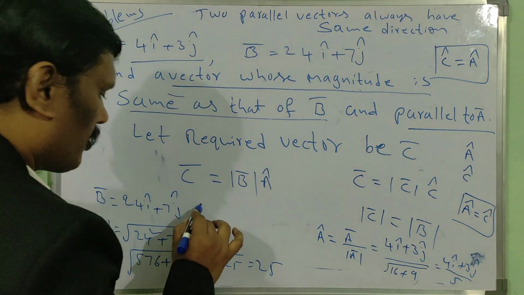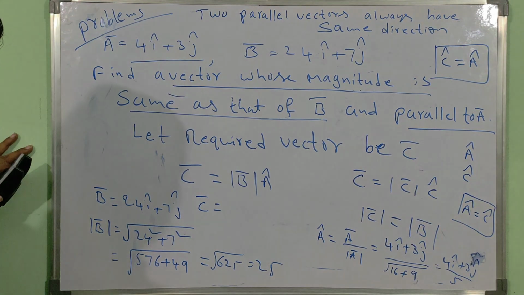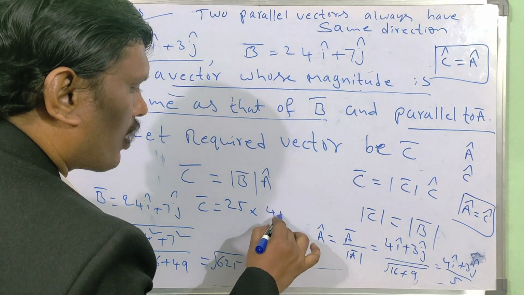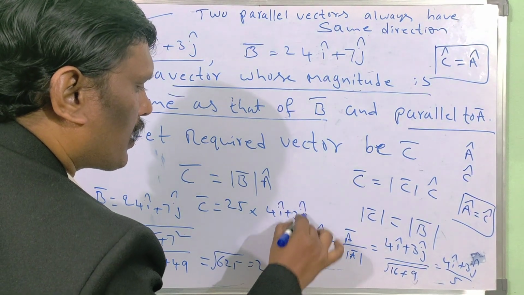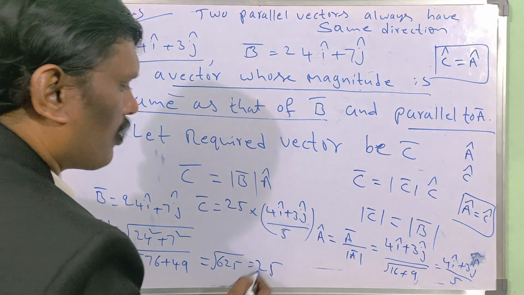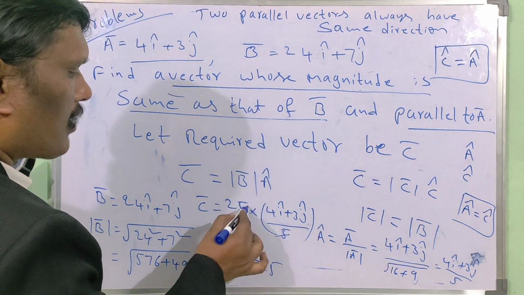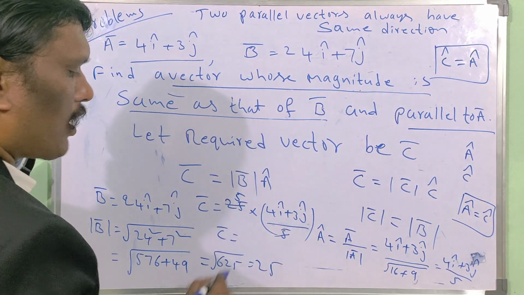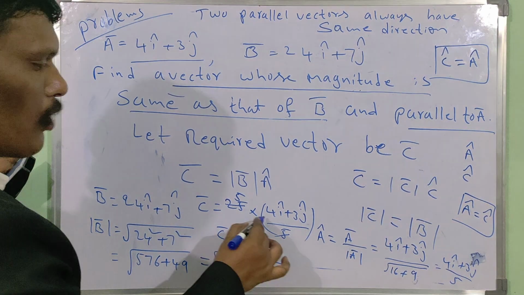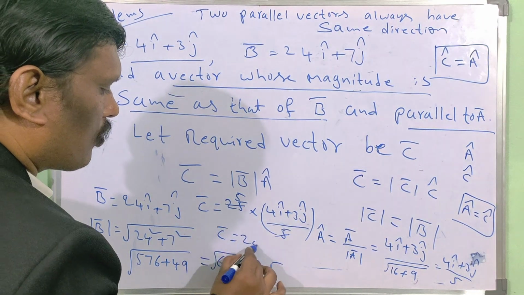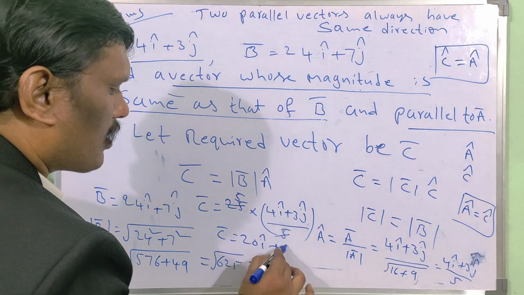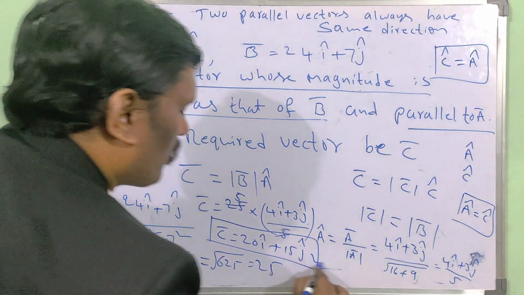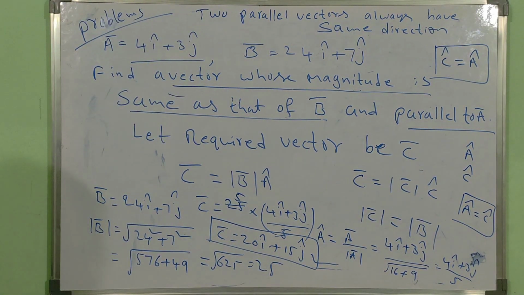Now substitute those values. C bar is equal to the magnitude of B bar, 25, into A cap, which is 4 I cap plus 3 j cap by 5. The 5 gets cancelled in 25, 5 times. Then C bar is equal to 5 into 4 I cap plus 3 j cap. Distribute the 5 to both terms by opening the bracket: 5 times 4 is 20 I cap plus 5 times 3 is 15 j cap. This is the required new vector.